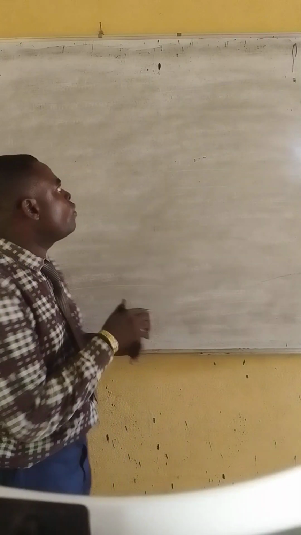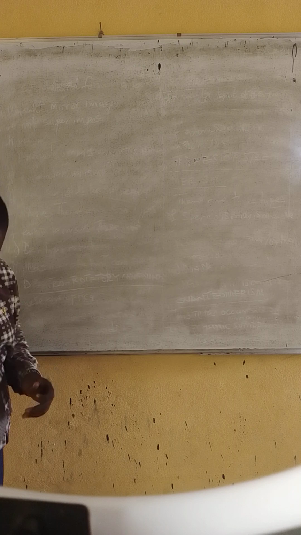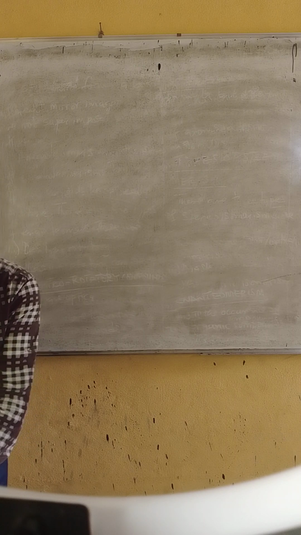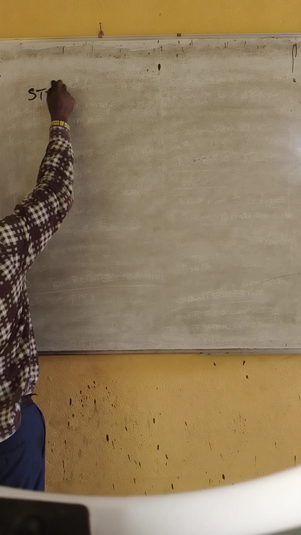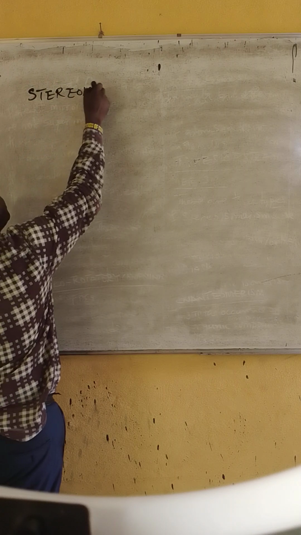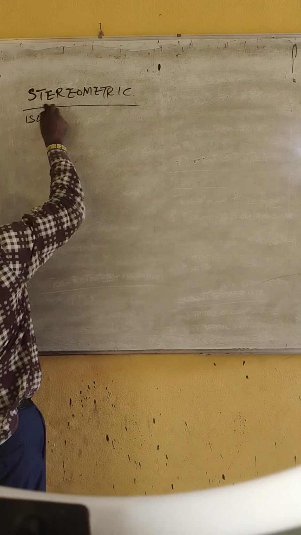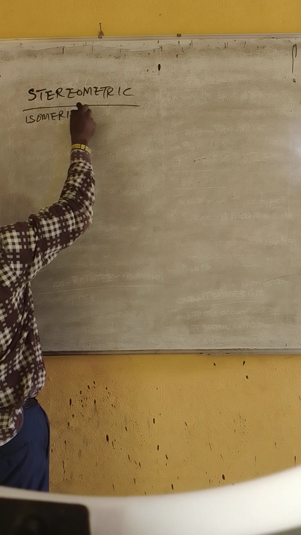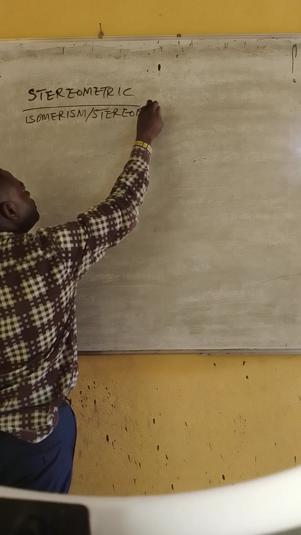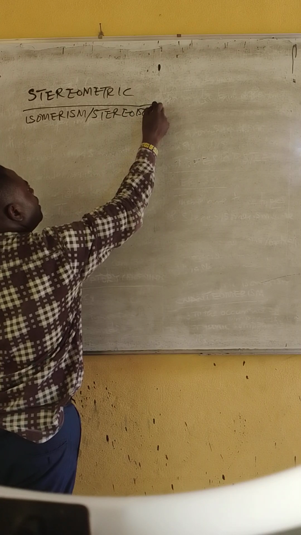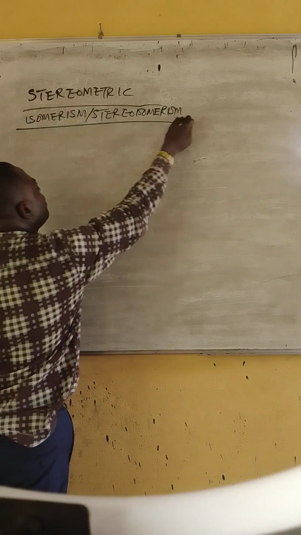So we are continuing our work from isomerism. Don't forget, we want to start with stereometric isomerism, which is also known as stereoisomerism.